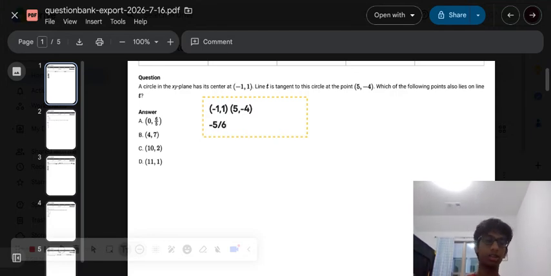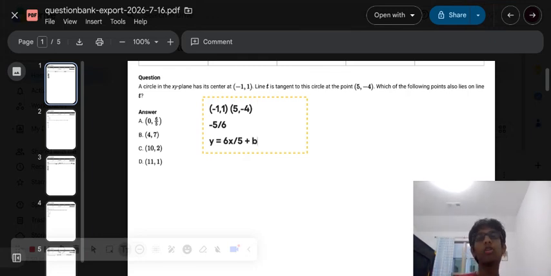However, we need to find the slope of the tangent line. Now, remember, our tangent line is perpendicular to the radius. And when you have a line that's perpendicular to another line, the slope is going to be the negative reciprocal of the other line. And I believe I talked about this in a previous video as well. So we take the negative reciprocal, which will be 6 over 5. Right? So we can then set up the equation of the line, y is equal to m, which is 6 over 5, x plus b.